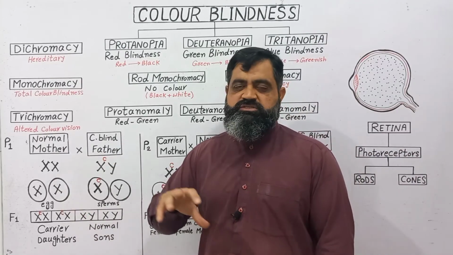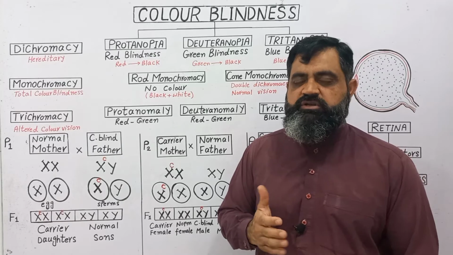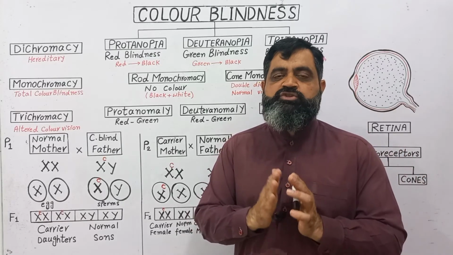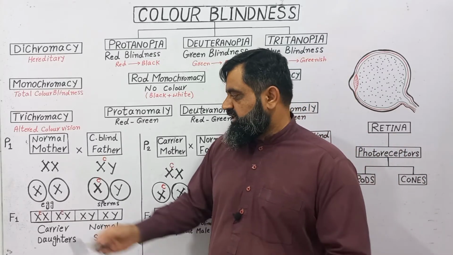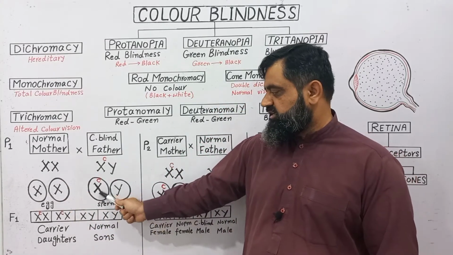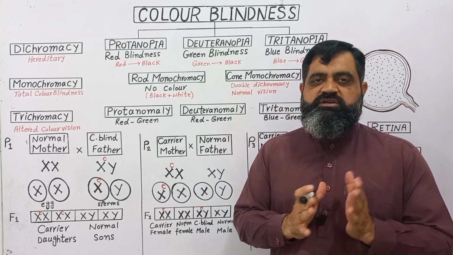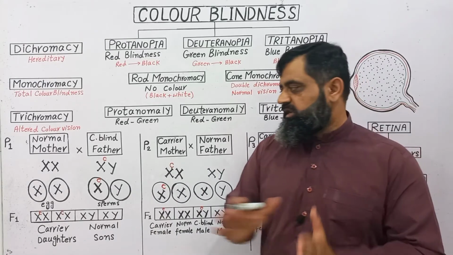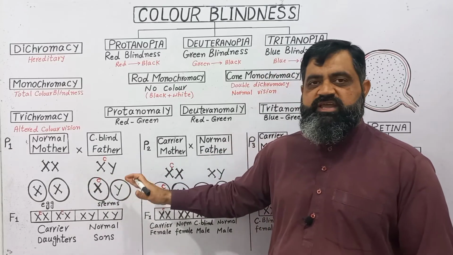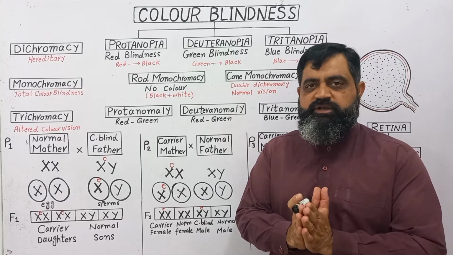During meiosis, during the formation of sperms and eggs, or gamete formation, these chromosomes get separated. In each egg, one X chromosome is present, and in each sperm, either one X or one Y chromosome is present. At the time of fertilization, there is random fertilization. Any egg can fuse with any sperm, or any sperm can fuse with any egg. So there are some probabilities.